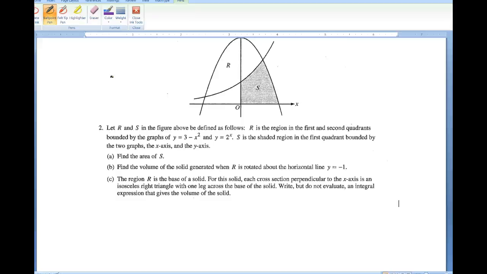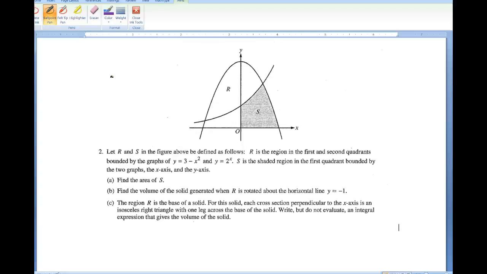All right, so here's R and here's S. R is the region in the first and second quadrants bounded by y equals 3 minus x squared and y equals 2 to the x. So first thing I would do is label your two graphs. So this is y equals 3 minus x squared, and this one is y equals 2 to the x.